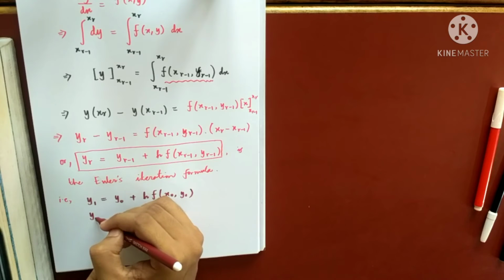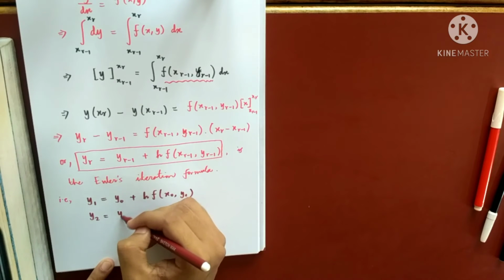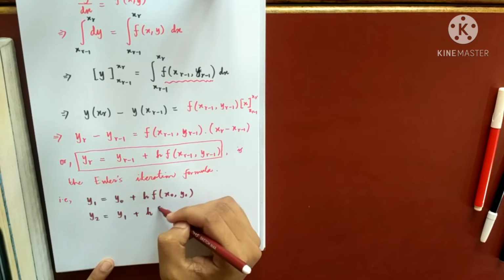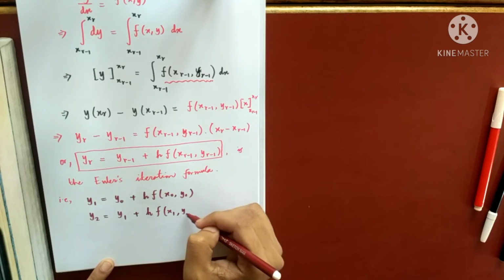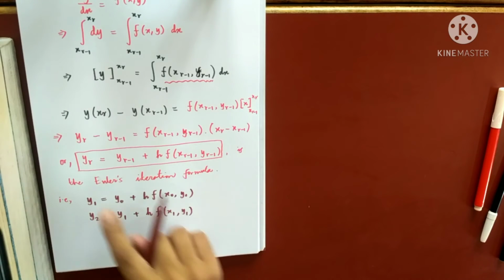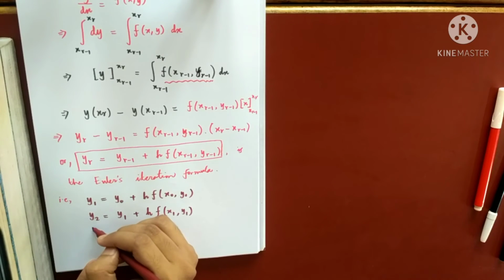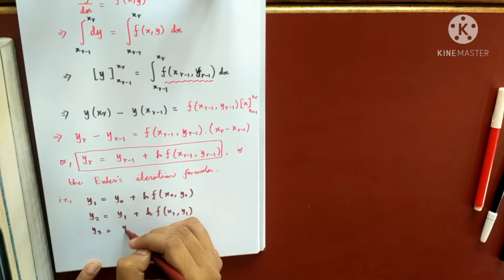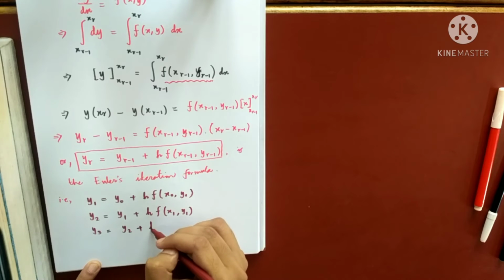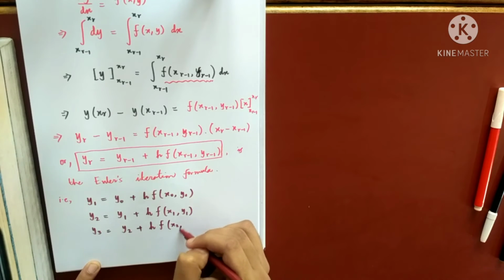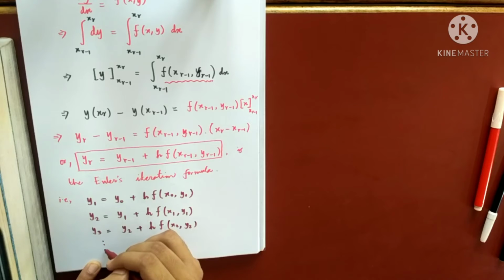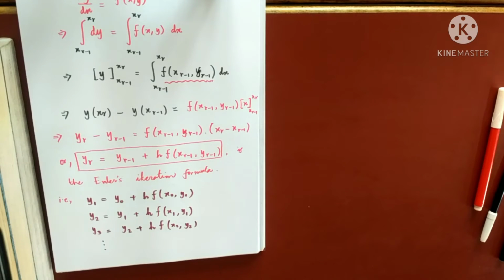What is y2? y2 is y1 plus h f of x1, y1. Now by the previous one, I know x1 and y1, I can put it here. y3 is y2 plus h times f of x2, y2, and so on. We can find the iterations. Understood my point? So you have to remember this iteration formula. With this iteration formula, we are ready to do the sums.